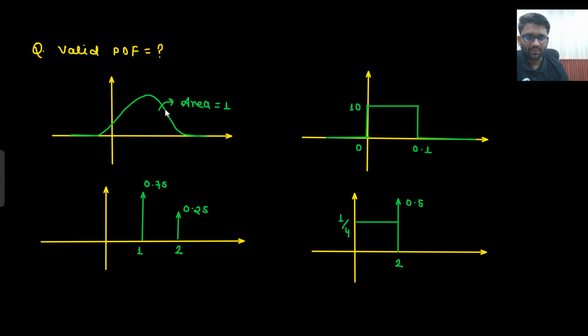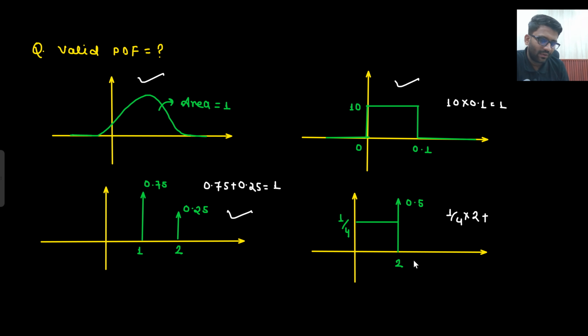Is it negative? No. Area under the curve is 1? Yes. You can see 10 into 0.1, that would be equal to 1 only. Correct. Is it negative? No. Area under the curve is 1? Yes. 0.75 plus. Is it negative? No. Area under the curve is 1? Yes. 1 by 4 into 2 plus here 0.5. So 0.5 plus 0.5, that would be 1. Is it negative? No. So that means this is also valid.